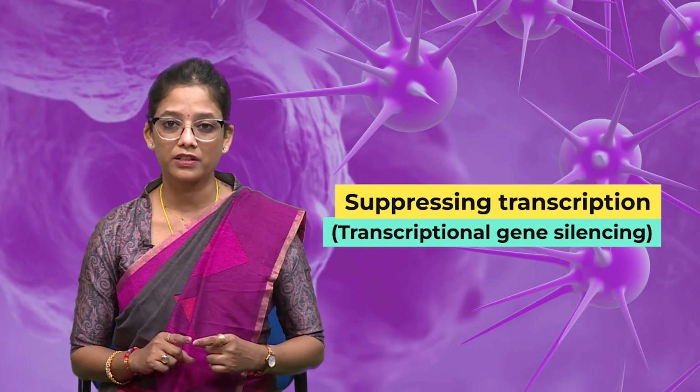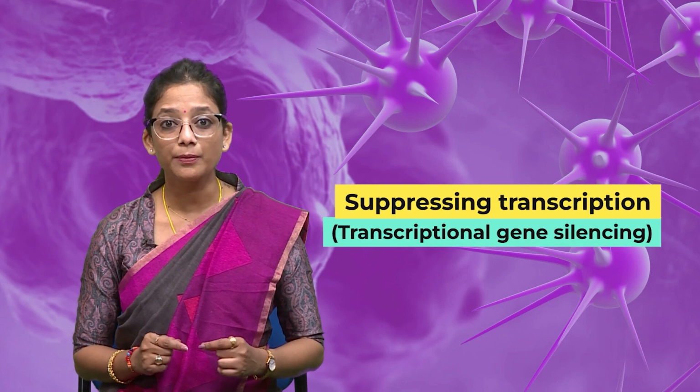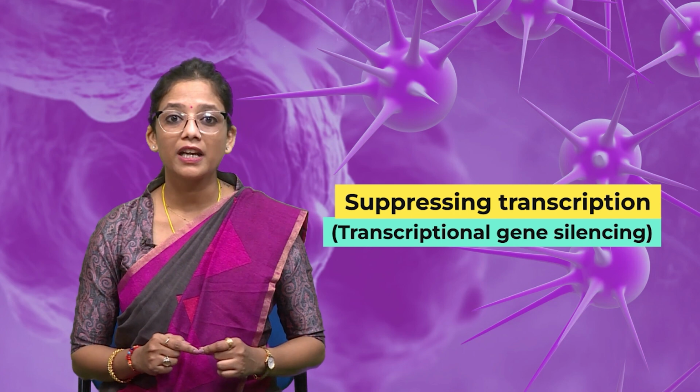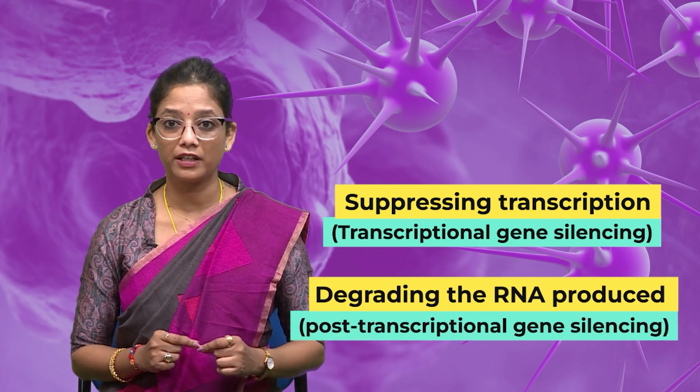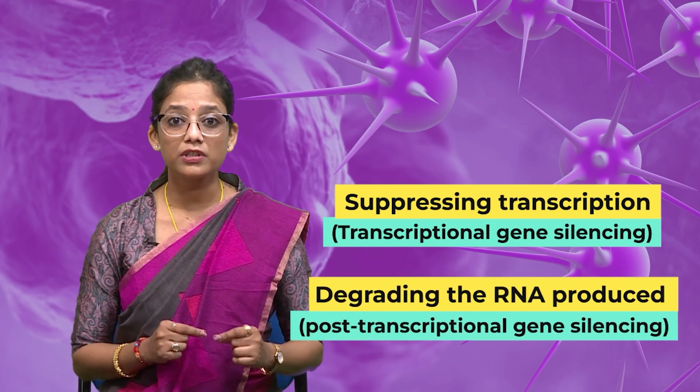It is a basic regulatory mechanism that limits the level of transcript or gene expression in two ways. The first way is by suppressing the transcription, known as transcriptional gene silencing. The second mechanism is by degrading the mRNA produced, known as post-transcriptional gene silencing. In post-transcriptional gene silencing, either the mRNA is degraded or the translation is inhibited. That means the protein will not be synthesized, and the gene will not be expressed.